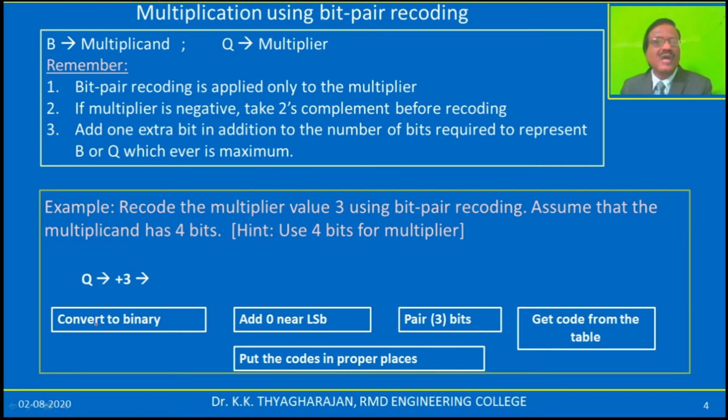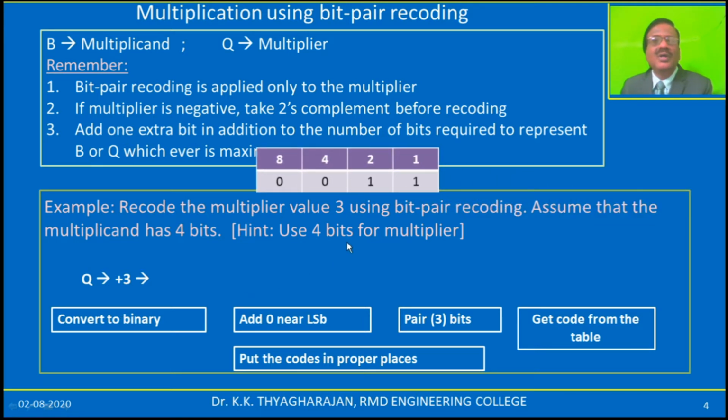So first you have to convert this 3 to binary. You know how to convert, but anyway, I am going to show a simple method. So you put 1, 2, 4, 8 like this. These are the place values. Now I need 3. 3 means 2 plus 1 is 3. So you put 1 under 2, then 1 under 1. So 2 plus 1 is 3.